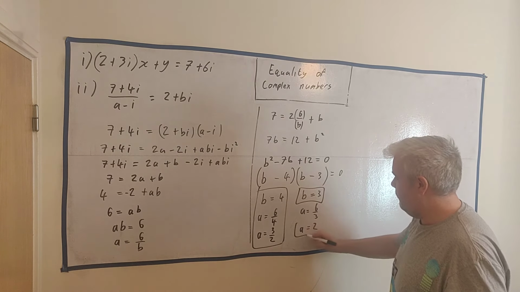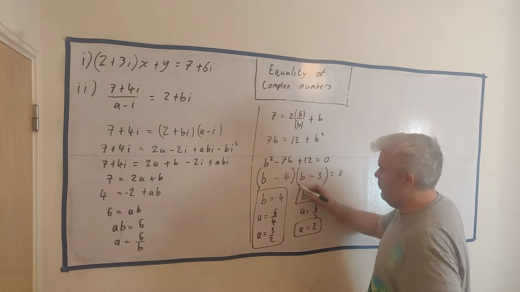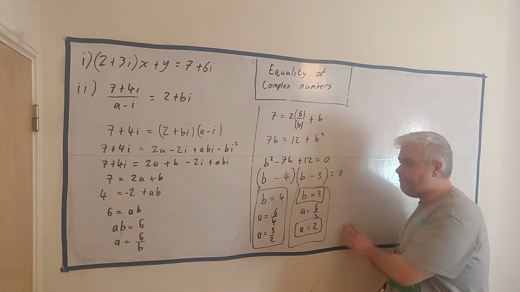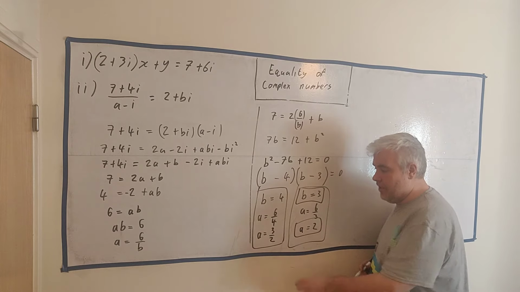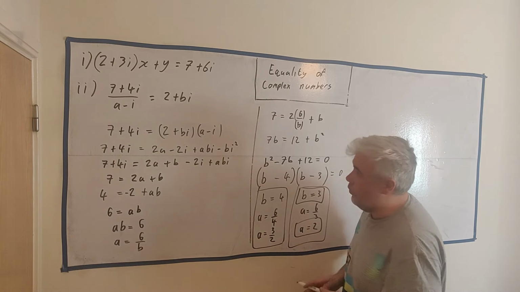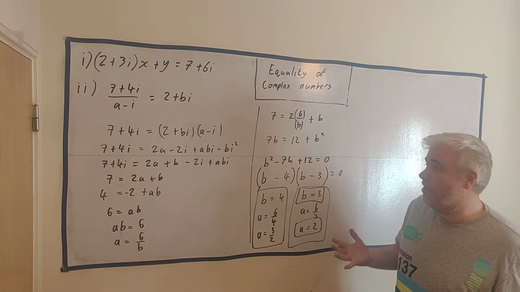Here's our other batch of answers. Let me put them together. So when a is 2, b is 3. When a is 3 over 2, b is 4. That's the answer to that question.